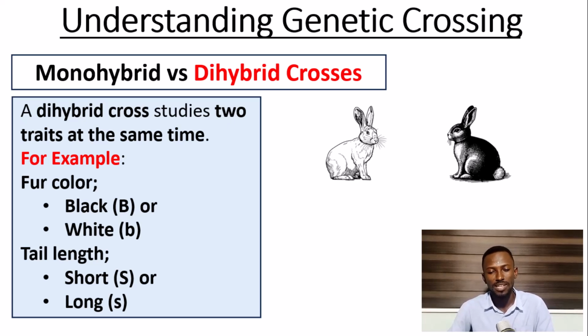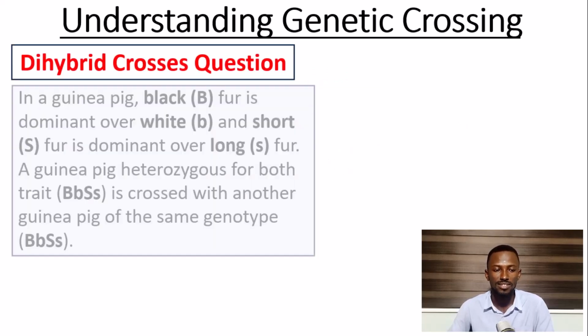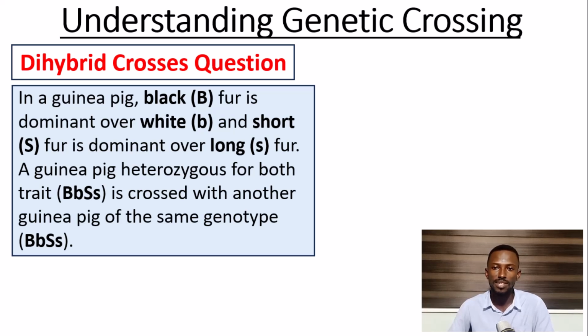So you are going to pick a certain question on dihybrid crosses and see how applicable it is in predicting how the phenotypic ratios are going to be and how offspring are going to inherit certain traits from their parents. So here is the question. In a guinea pig, black fur is dominant over white fur.